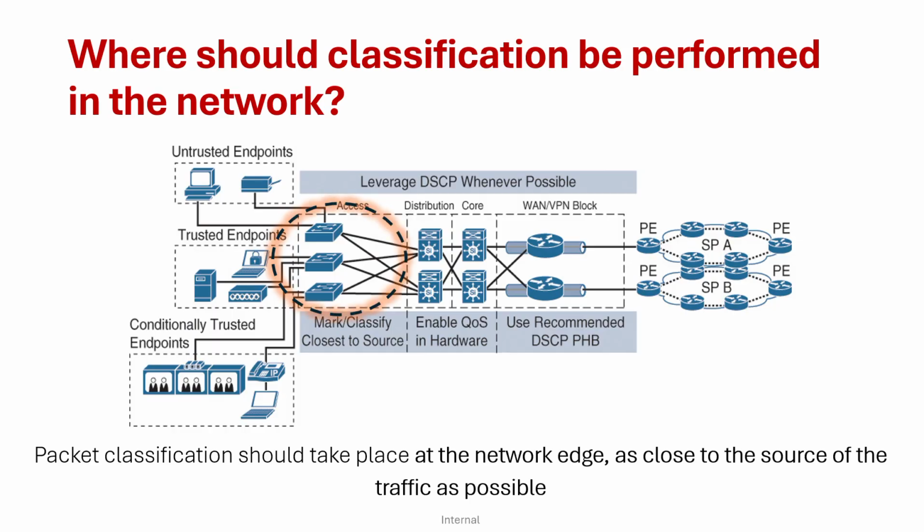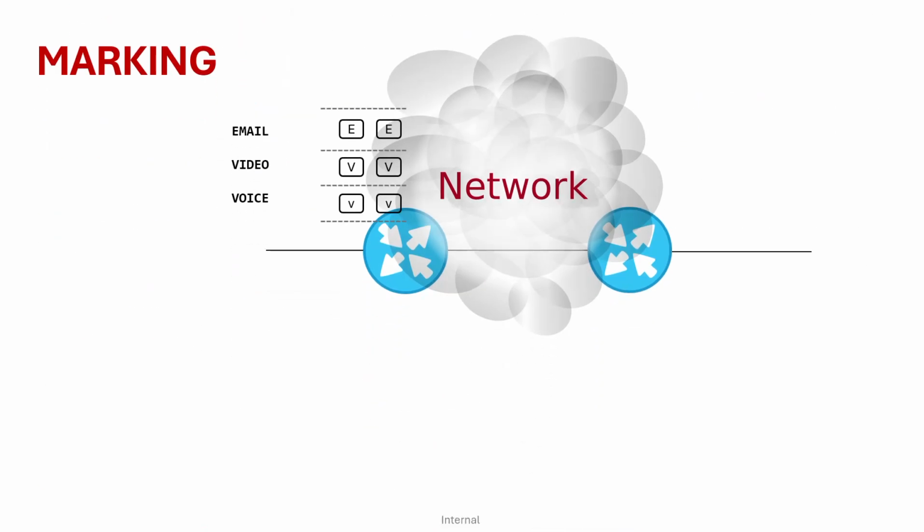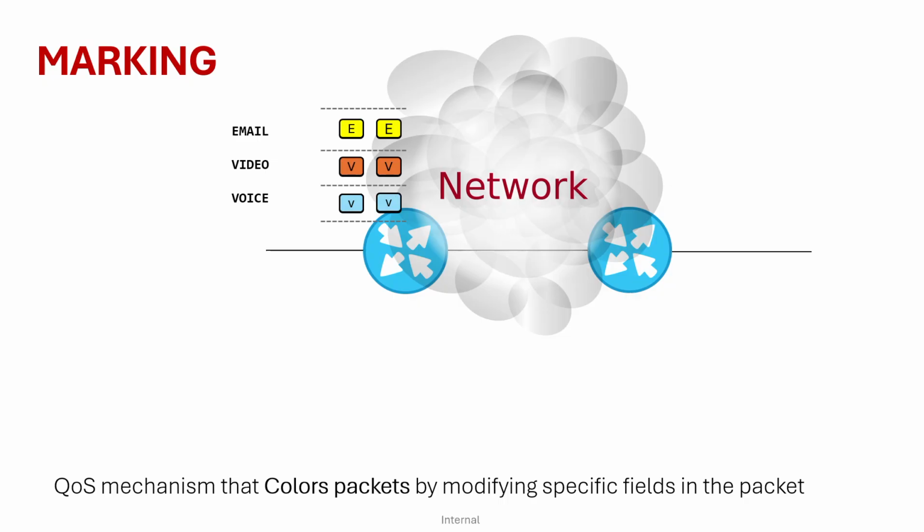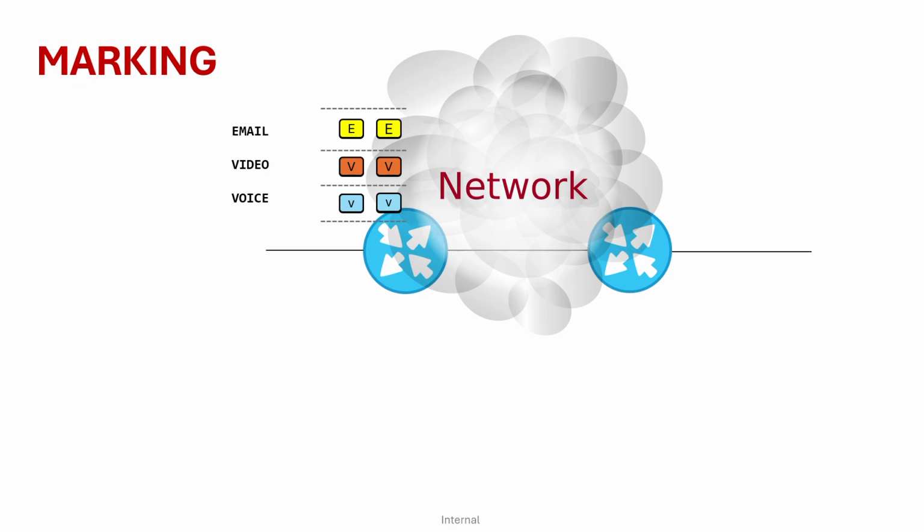So this gets us to the next topic, what is marking? Marking is a QoS mechanism that colors packets by modifying specific fields in the packet or frame header. These markings allow packets to be distinguished from other traffic, enabling network devices to apply appropriate QoS mechanisms such as policing, queuing, congestion avoidance, or remarking. In simple terms, classification identifies the traffic while marking labels the packet so the rest of the network knows how to treat it.